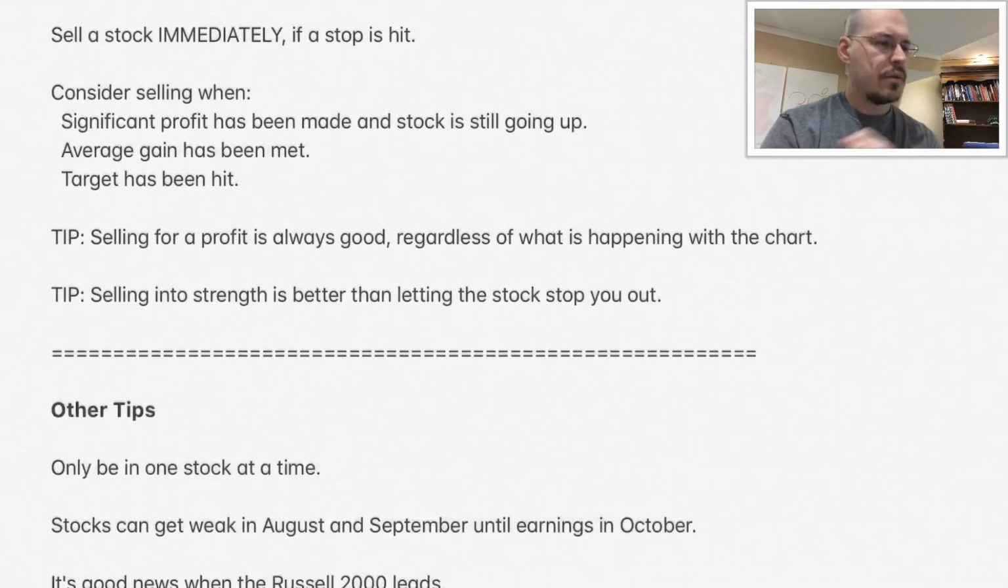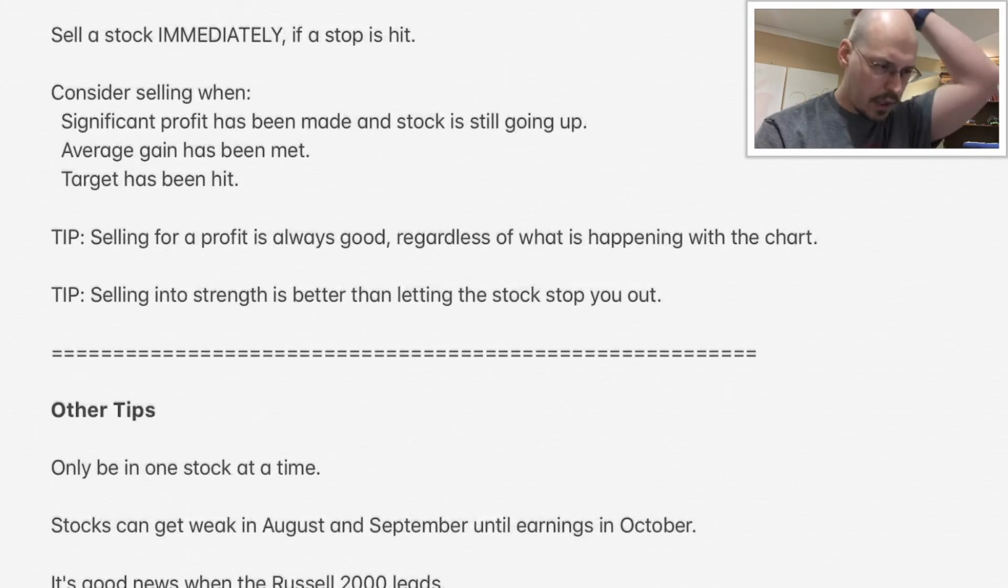For my exits, again, sell a stock immediately if a stop is hit. That's a no-brainer. That is a no negotiation on that. You're out. No matter what. Hit your stop, you're out. Bang. That's how I do that.